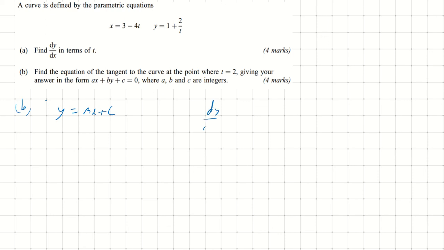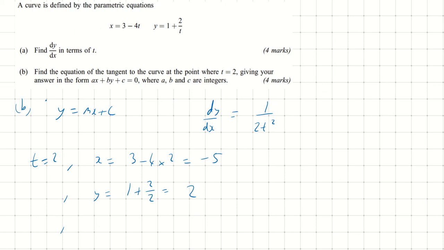Let's write down what we already had. dy by dx is 1 over 2t squared. But to write y equals mx plus c, we need to know what y and x are. When t equals 2, x is 3 minus 4 times 2, which is 3 minus 8, which is minus 5. And when t equals 2, y is equal to 1 plus 2 over 2, which is now just 2.